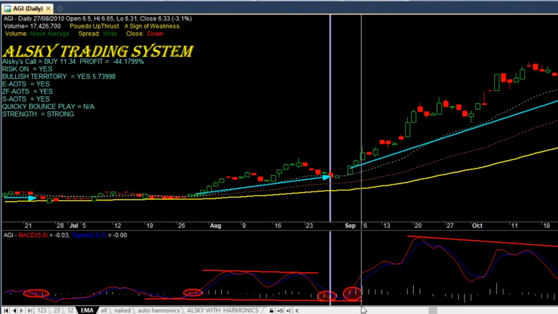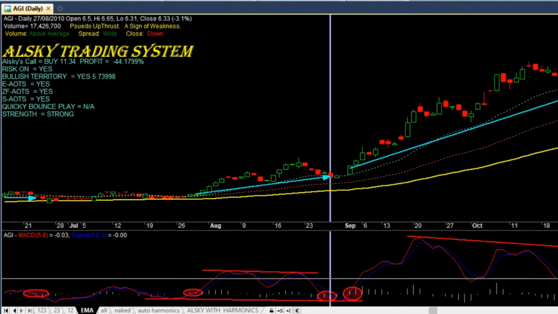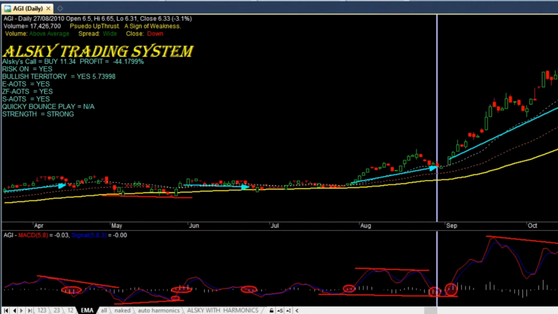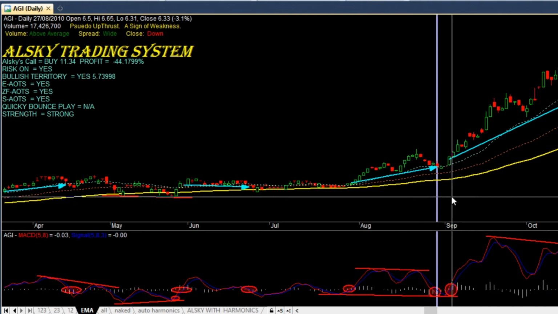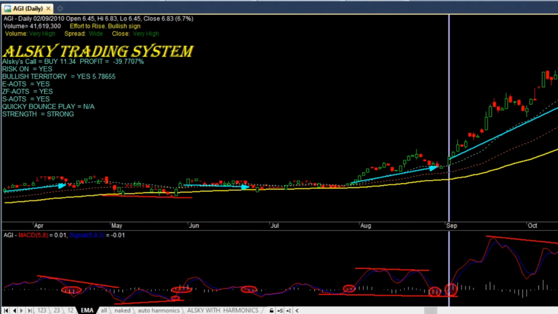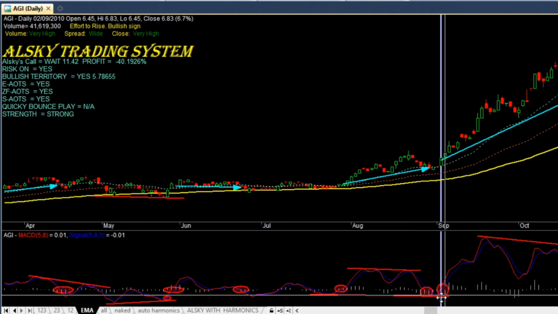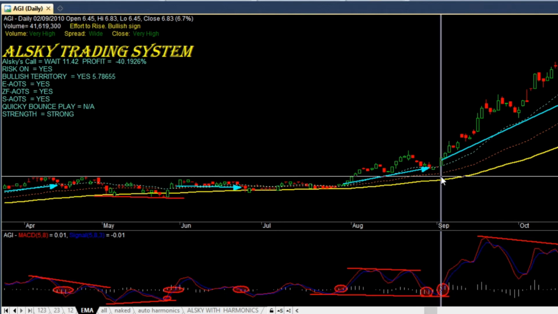Another entry signal is generated. We have a bullish divergence, and we have our MACD crossing above the zero line, and at the same time our price breaks above the 20 EMA.